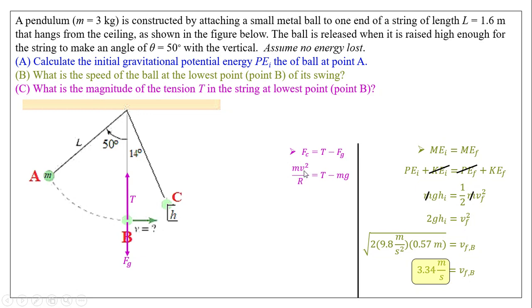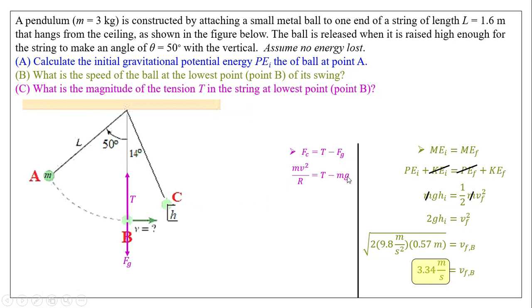I just found v in part B, which is 3.34. I know what my r is. R here being just the length of the string. Okay, so don't overcomplicate this r. For this type of problem, r is the length of the string because it traces out a circle. So your pivot would be where the ceiling is, and then all the way to the bottom, that's your radius of the circle, and that would be the length of L.